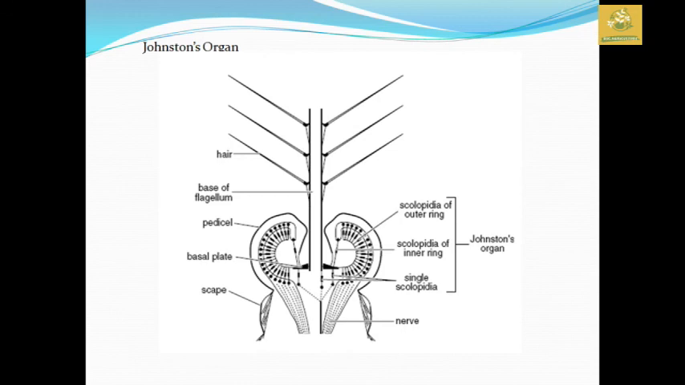So this was the picture of Johnston's organ, where you can see the base of the flagellum, which is joined with the basal plate and the pedicel of the Johnston's organ, and the presence of the scape and nerve cells. The Johnston's organ is comprised of the scolopidia cells of the outer ring and the inner ring, as well as the single scolopidia. These are the cells mainly present in Johnston's organ.